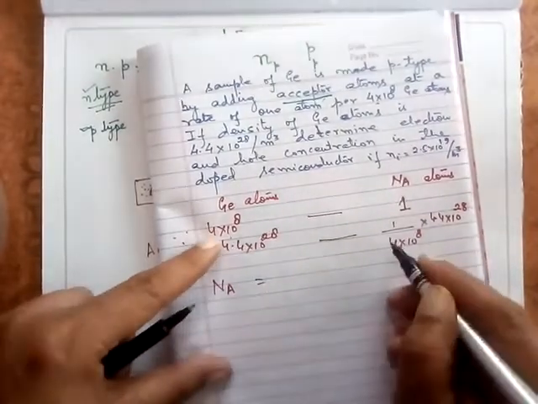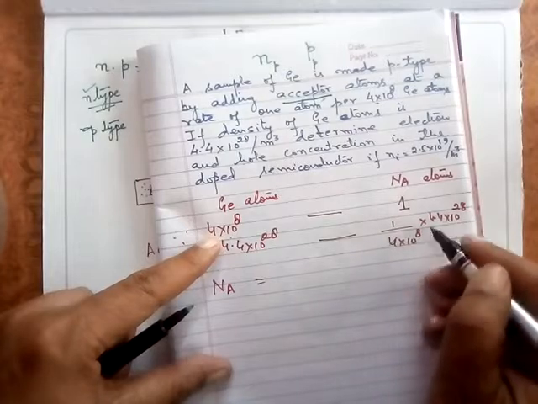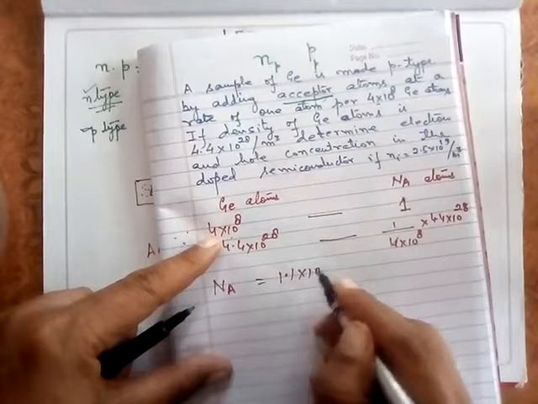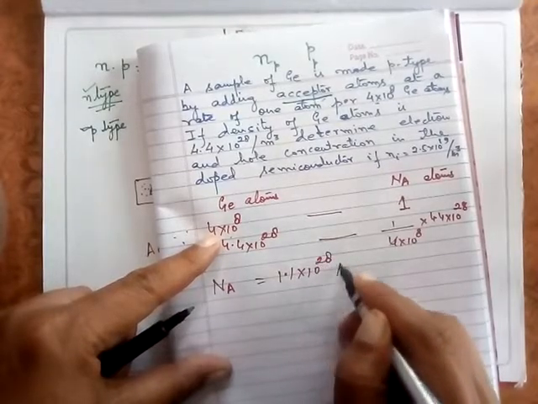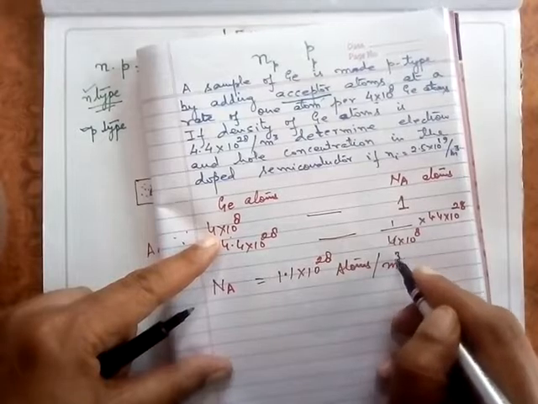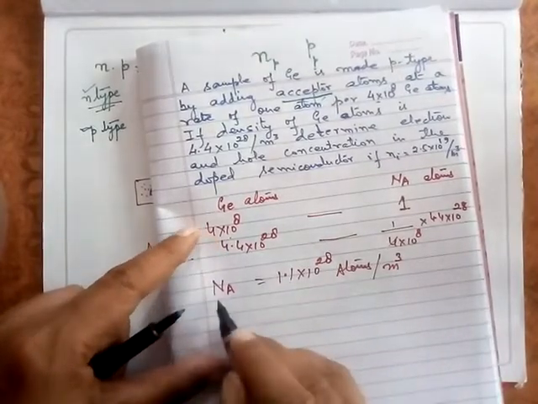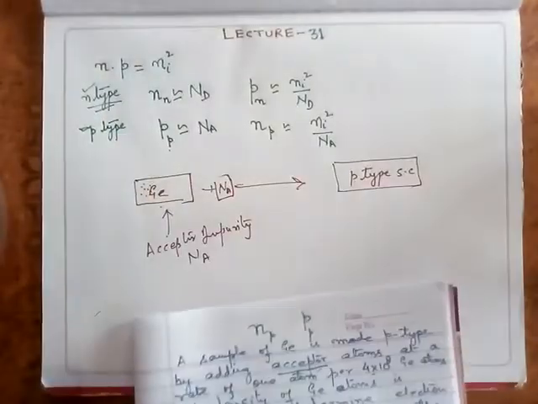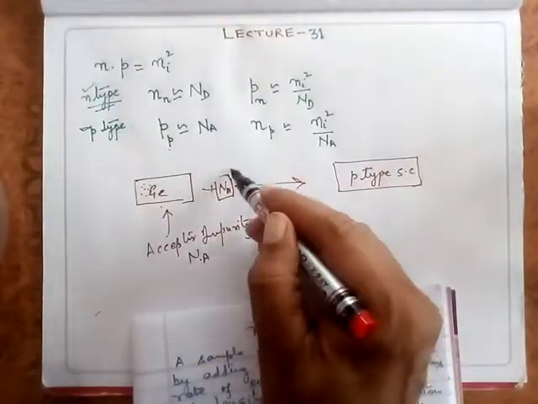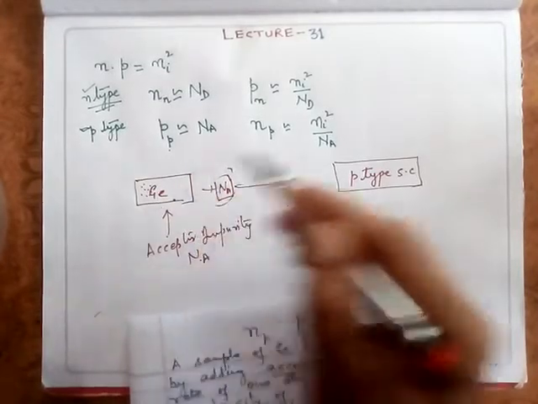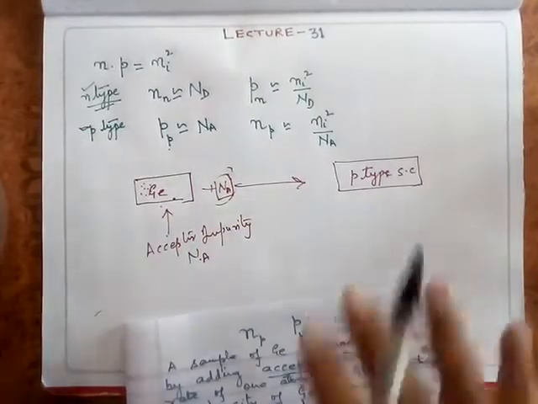Value of Na will be, this will cancel, 1.1 into 10 to the power 20 atoms per meter cube. It means this is the acceptor concentration that has been added. This is Na, the density of Na that has been added to this germanium in order to make this p-type. I hope that this problem is clear to you.